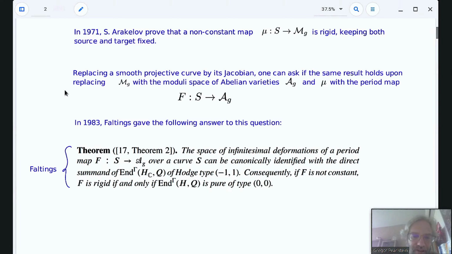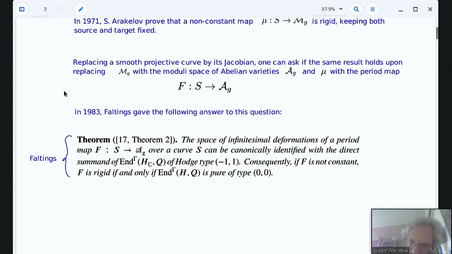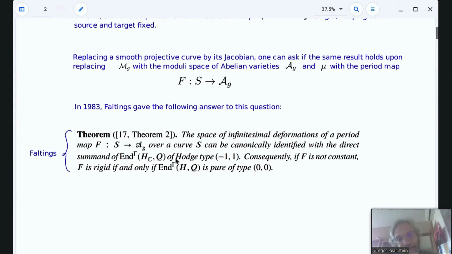And so Faltings: the space of infinitesimal deformations of a period map from S to A_g is canonically identified with the direct summand of the monodromy invariant endomorphisms which are pure of Hodge type (-1,1). Consequently, if f is non-constant, f is rigid only if this group of endomorphisms is pure of Hodge type (0,0). If you have a pure Hodge structure of weight k, then its endomorphism is a Hodge structure of weight 0, because the dual has weight minus k, but you all know that.